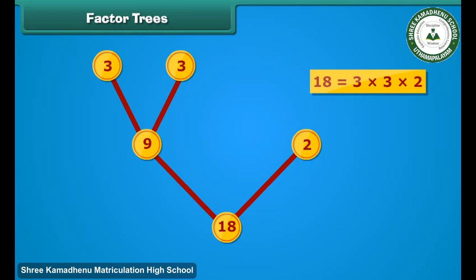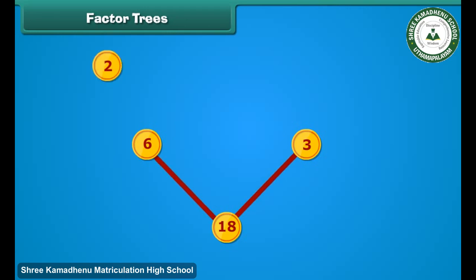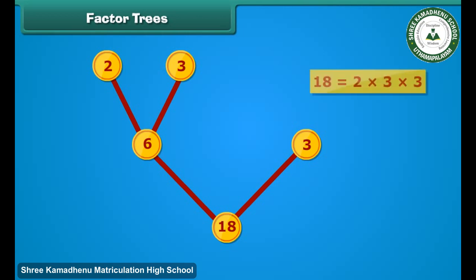18 can also be expressed as the product of 6 and 3. We draw two branches from 18. Mark one as 6 and the other as 3. 6 can be written as the product of 2 and 3. We draw two branches from 6. Mark one as 2 and the other as 3. The factor tree is complete. We can again write 18 as the product of 2, 3 and 3.